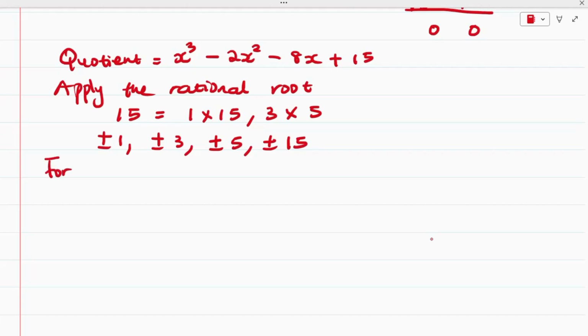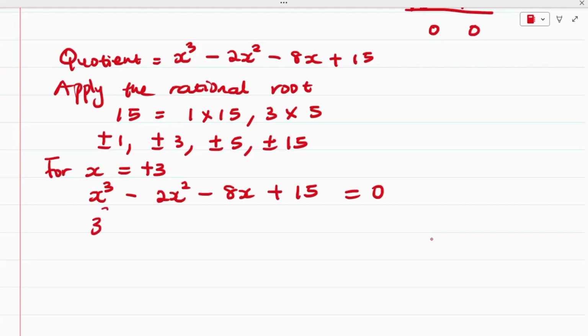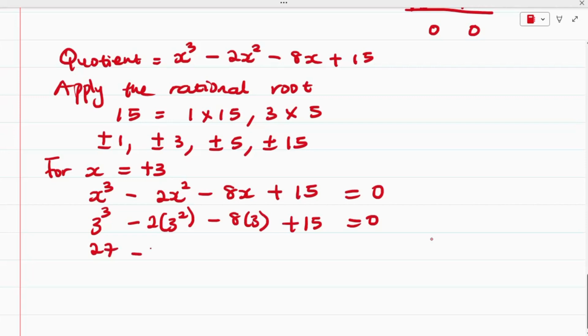So we're going to say for x equals plus 3, we have x cubed minus 2x squared minus 8x plus 15, which is equal to 0. Alright, so testing this, in place of x we put 3, so we have 3 raised to the power of 3 minus 2 into 3 squared minus 8 into 3 plus 15 equals 0. So from here we have that 3 raised to the power of 3 is 27, minus 2 into 3 squared is 9, minus 8 multiplied by 3 is 24, plus 15, which is equal to 0.